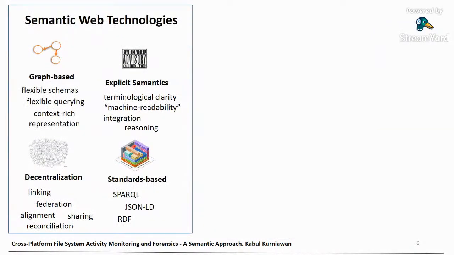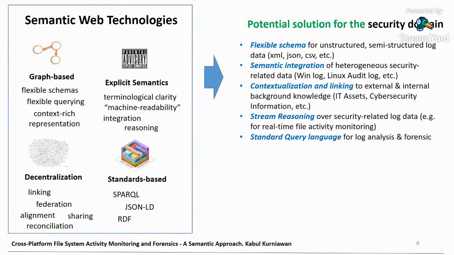So here we leverage semantic web technology that provides several functionalities such as graph-based representation, explicit semantic decentralization, and standard-based query. This functionality could be a potential solution for the security domain. So, for example, graph-based representation could be a flexible schema for unstructured or semi-structured log data, for example, XML, JSON, CSV, and etc. And also the semantic integration of heterogeneous security-related data, such as WinLog, LinLog, audit log, and etc.